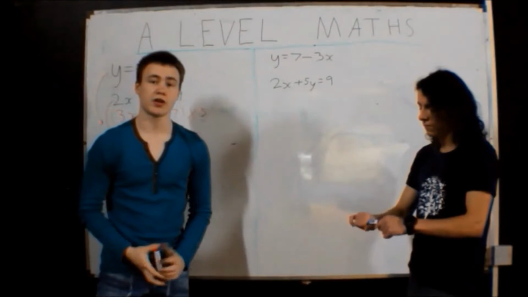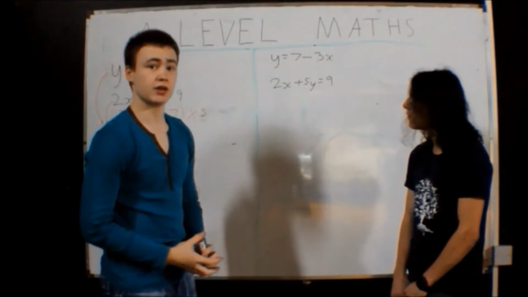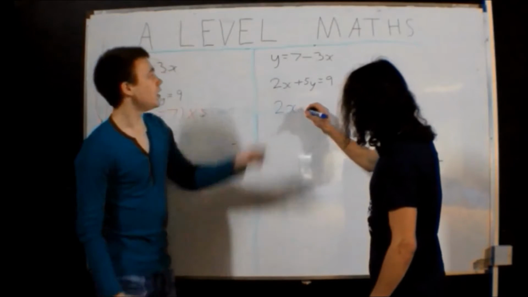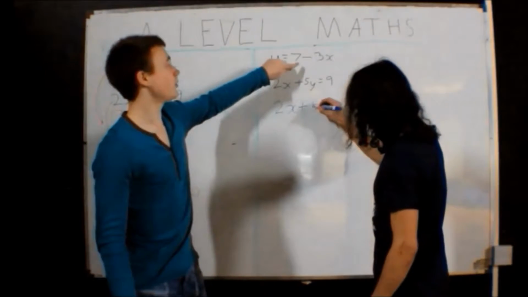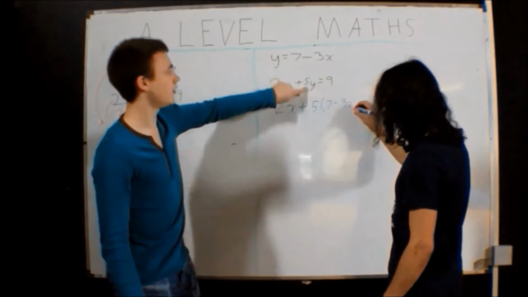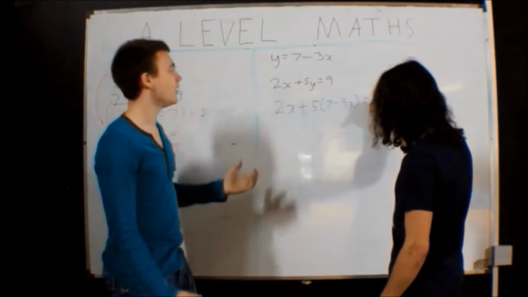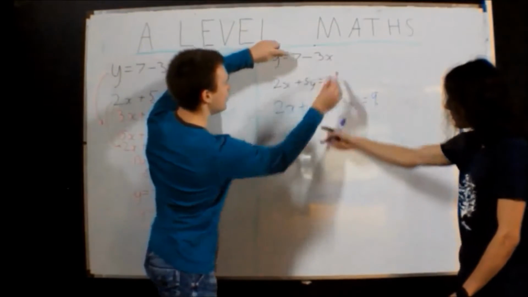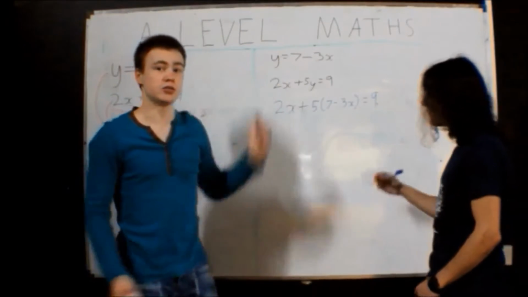Now Triv will go through the other method and I'll talk about what he's doing while he's doing it. So this is the substitution method. We know already y equals 7 minus 3x. Well, if that's what y equals, then that y must equal that. So you get 2x plus 5 lots of y, 7 minus 3x, equals 9.